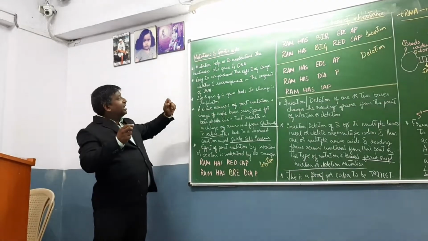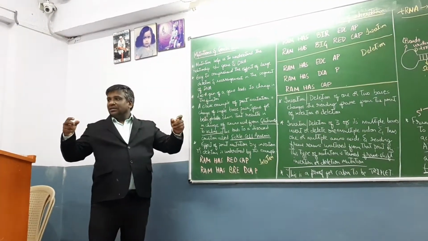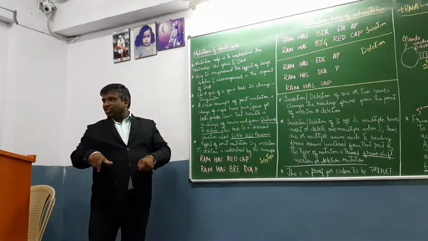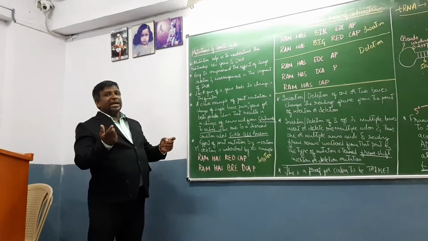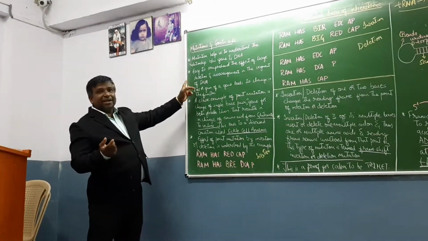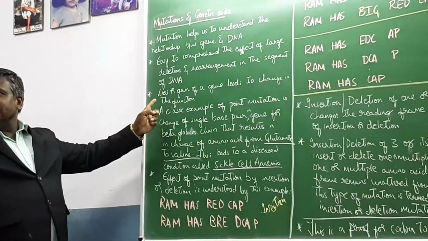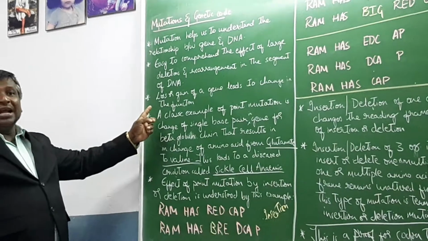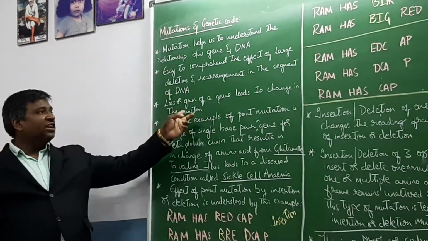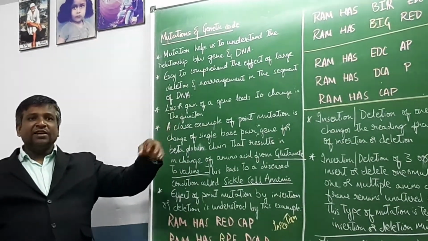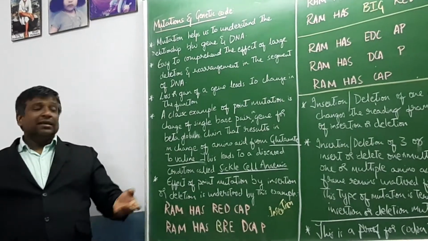Using these mutations, it is easy to comprehend the effect of large deletions or large insertions in the sequence. It is easy to understand. And easy to comprehend also the segment of DNA. But loss of a small fragment, one base or one codon, that is very difficult. Loss or gain of a gene leads to a change in the function. So either if a gene is lost or if one codon is gained, it changes the function.